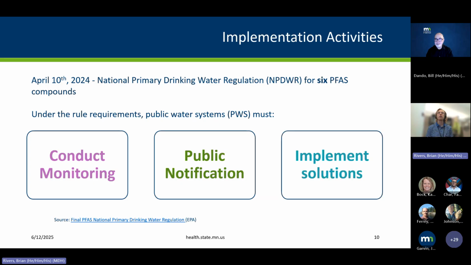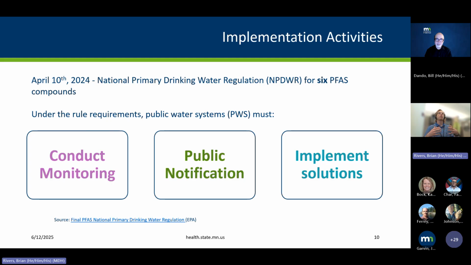And then finally, if those levels do exceed certain thresholds, such as the maximum contaminant levels, EPA requires systems to implement solutions. And so, as an engineer, when I think about that, my mind immediately jumps to treatment, right? But that's not necessarily the case. Treatment is kind of like more or less the worst case scenario.